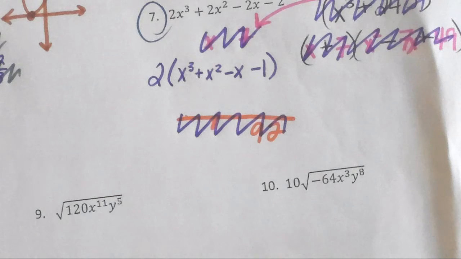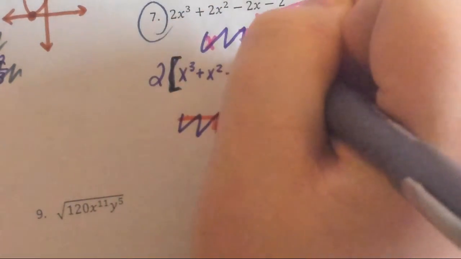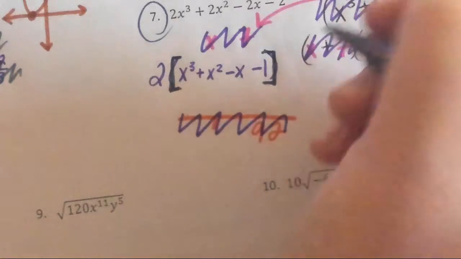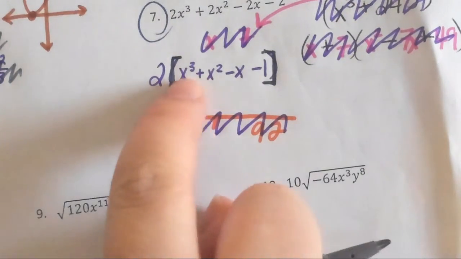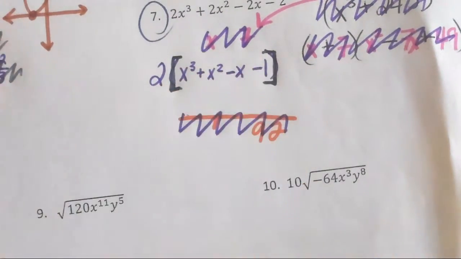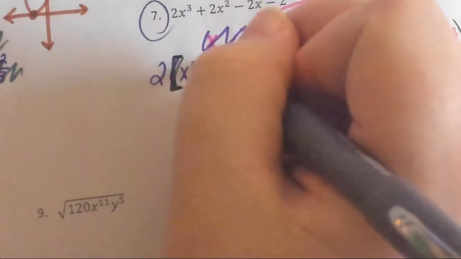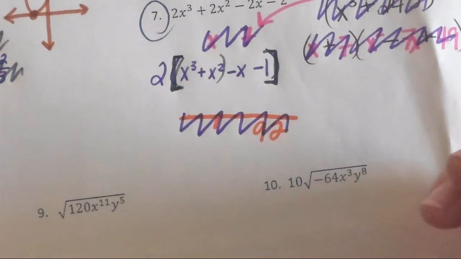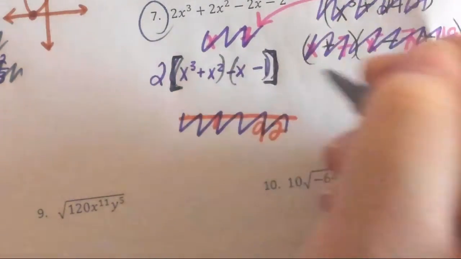So I pulled a 2 out of everybody. But inside those parentheses, which I'm going to turn into brackets just to keep my life a little easier, I still have 1, 2, 3, 4 terms. So if I'm trying to factor inside those parentheses, I'm still going to try to use grouping. So I'm going to make one group with the first 2 terms, and a second group with the second 2 terms.